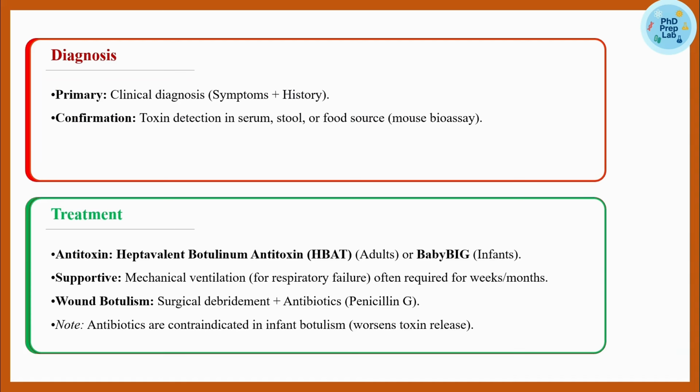The diagnosis includes your symptoms and history, and the confirmation is to detect the toxin in the serum, your blood serum, stool, or food source. And then you have some treatment options here, which includes antitoxin, HBAT in adults or BabyBIG in infants. Then you have wound botulism, which includes surgical debridement along with some antibiotics like penicillin.